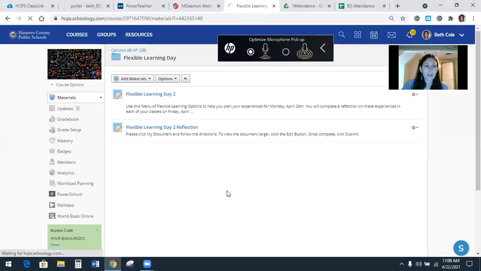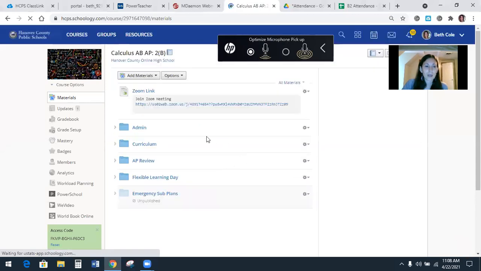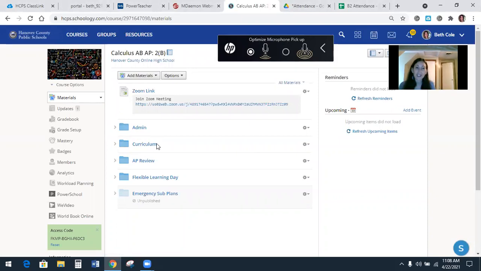All right, so I'm going to share my screen. I'm going to go back to our main page. So this folder was called past units. I renamed it to curriculum. That's everything. All the units are in there. So if you click that, you can get access to all of the information. It is all still there.